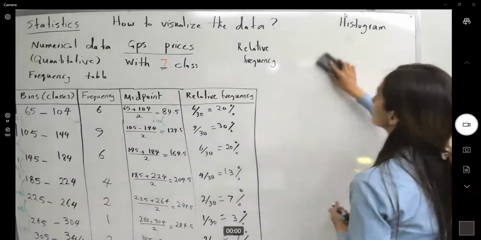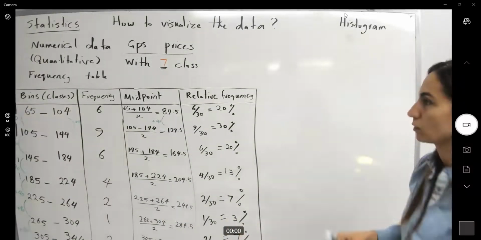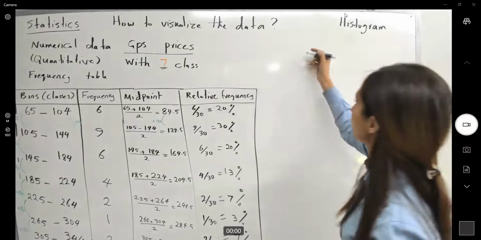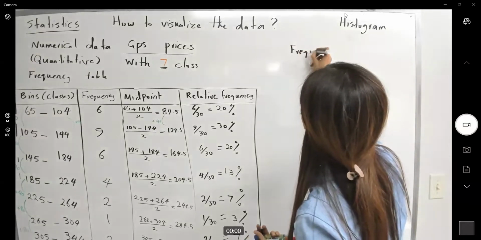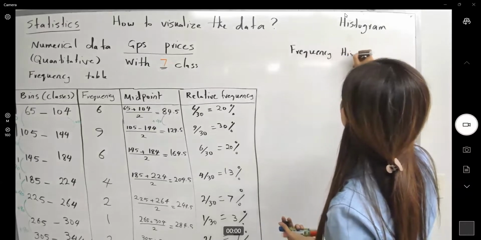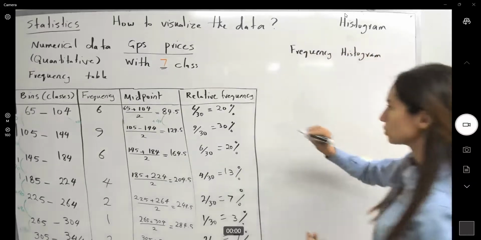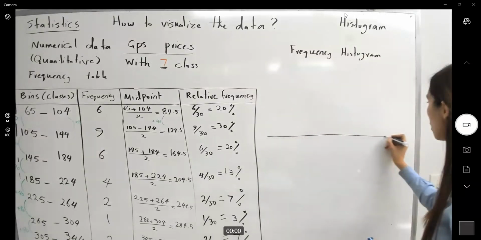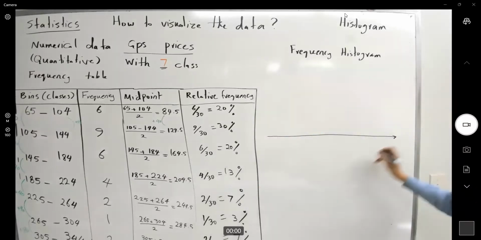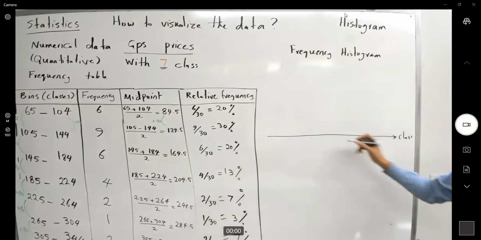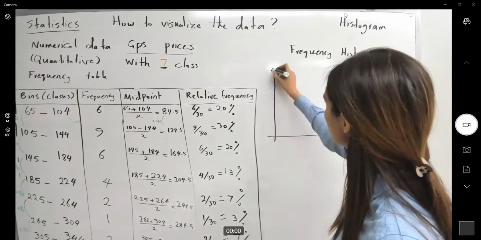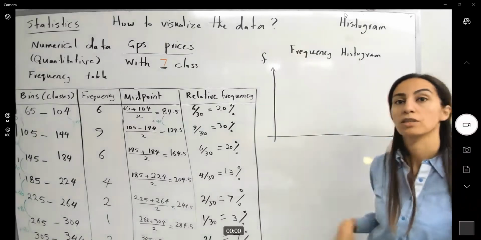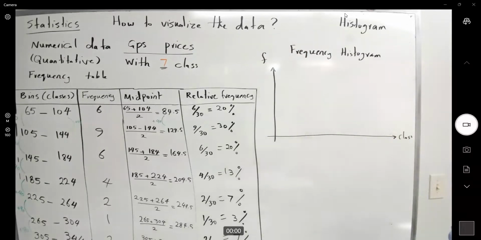Take a look at this. I'm going to construct the relative histogram and frequency histogram. So for frequency histogram, just pay attention here. On the horizontal line, you're going to have your classes or bins. And on the vertical line, you're going to have the frequency. So I have a horizontal line and I have a vertical line.